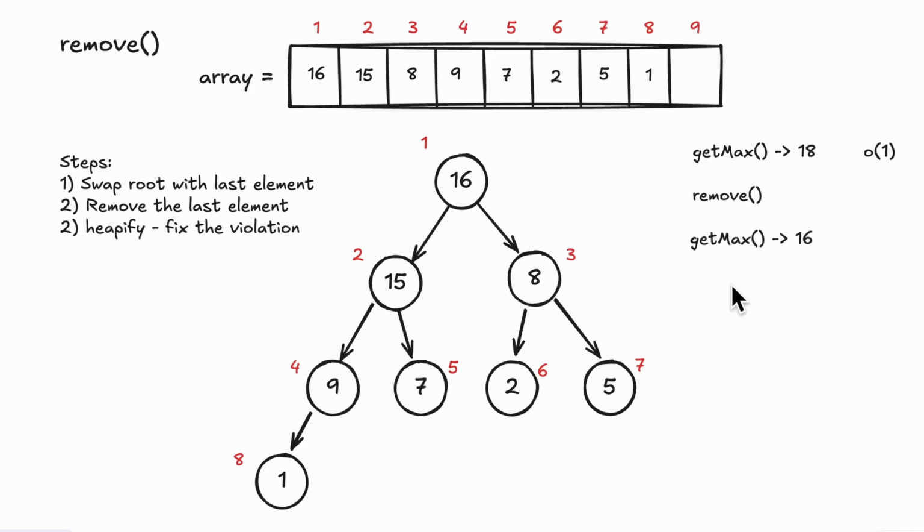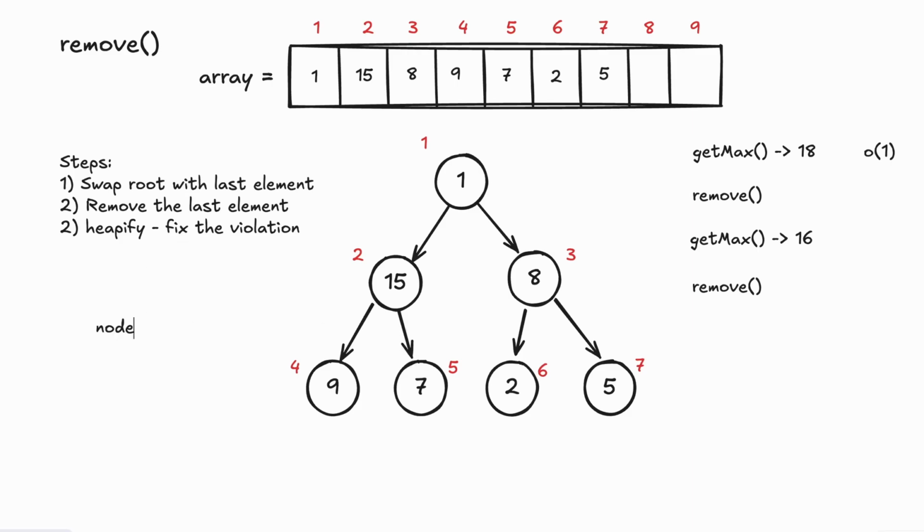Okay. Now again, let's call the remove function. This is the most important part of this remove function. Please focus. So the first step is to swap the root with the last element. Let's do that. So 16 is swapped with 1. Done. Let's make the changes in the complete binary tree as well. Second step is to remove the last element. Let's remove the last element. Done.